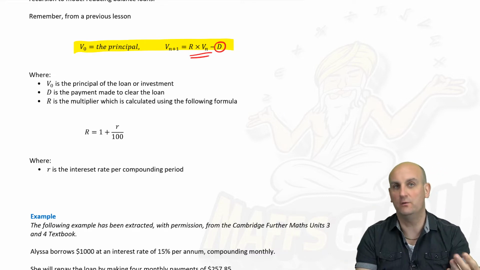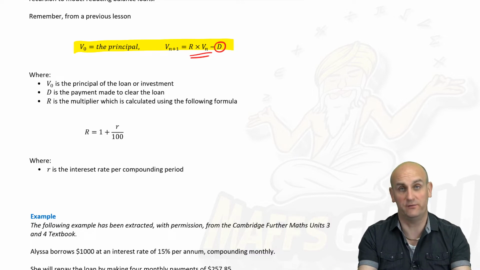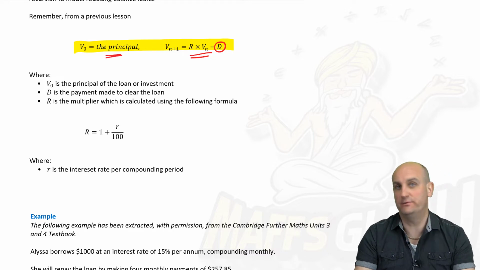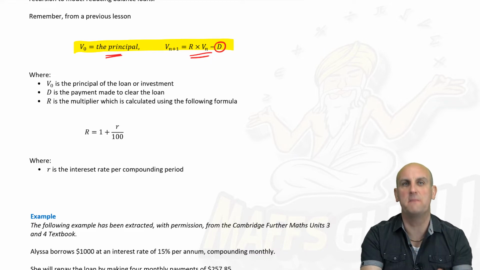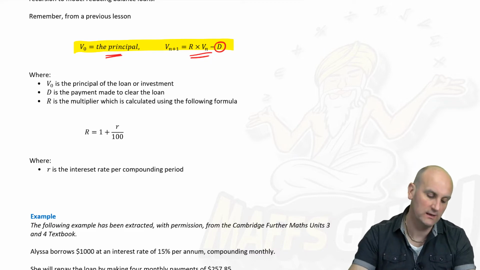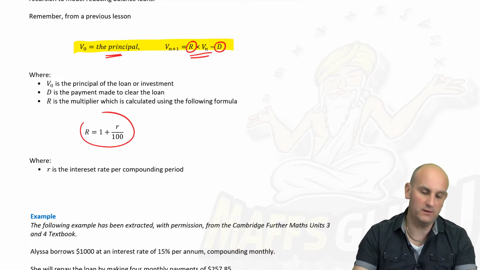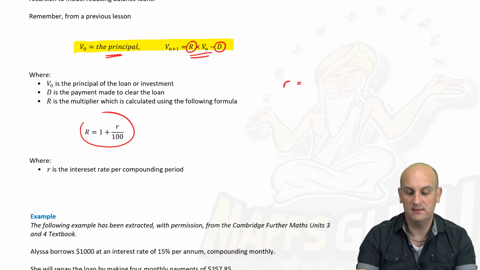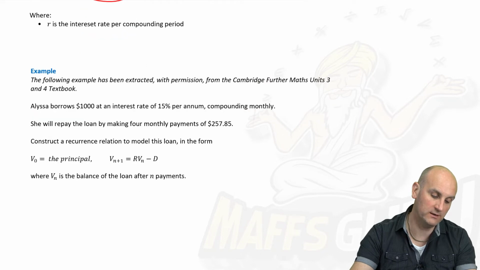It's like having a loan that's having interest charged and I'm paying stuff off, like my mortgage, for example. Here we've called it the principal, our starting amount. It's got so many different names, but it's that first number we are starting with. And we've got to remember that this value of R is given by 1 plus r on 100, where the value of r is normally given as some sort of interest rate per compounding period.